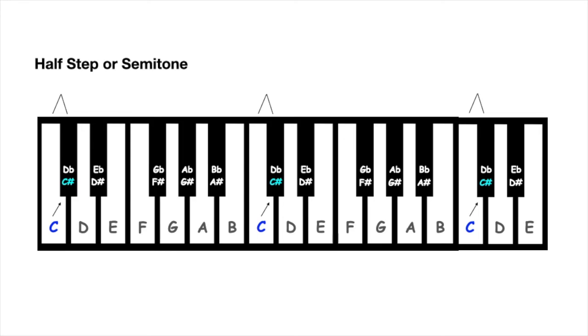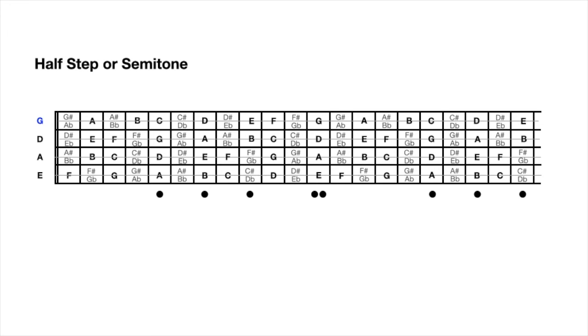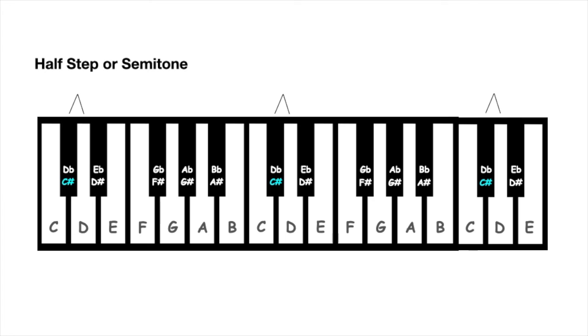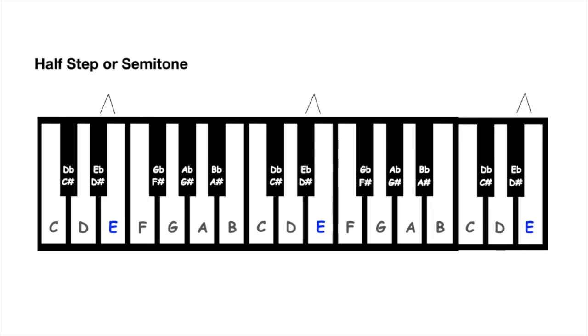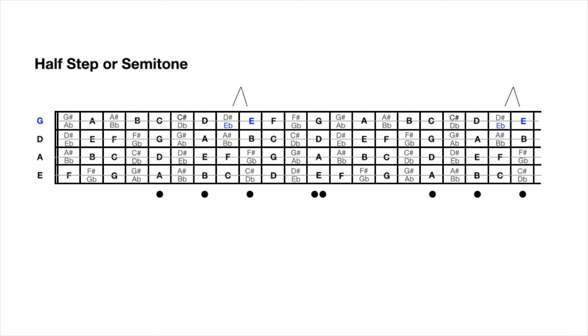On a bass, using a G string as an example, the C to C sharp is a half step or semitone. As with C sharp to D on the piano, and here on the bass, we can see the half step or semitone. Here E to E flat is a half step or semitone.